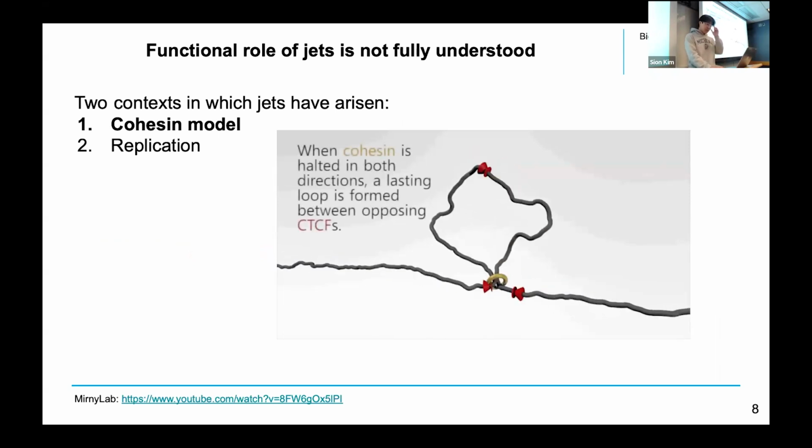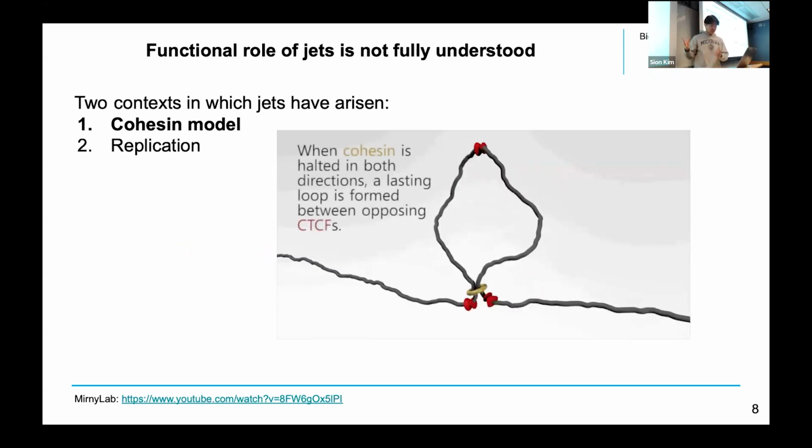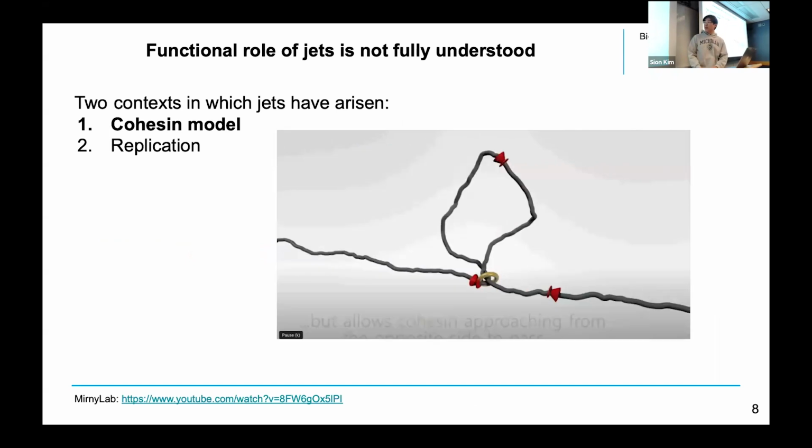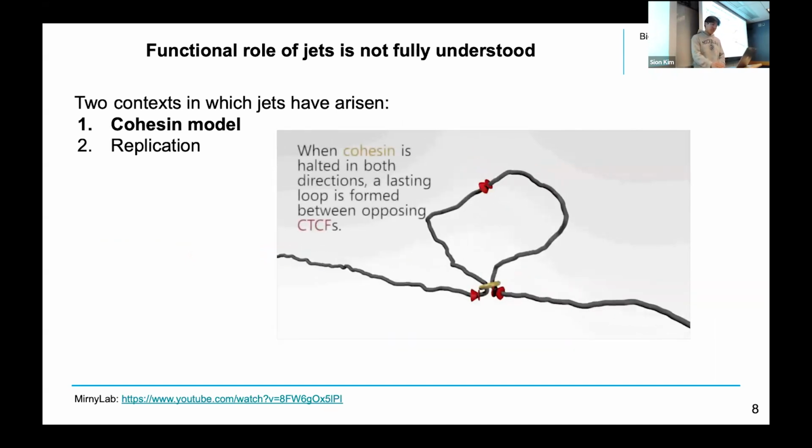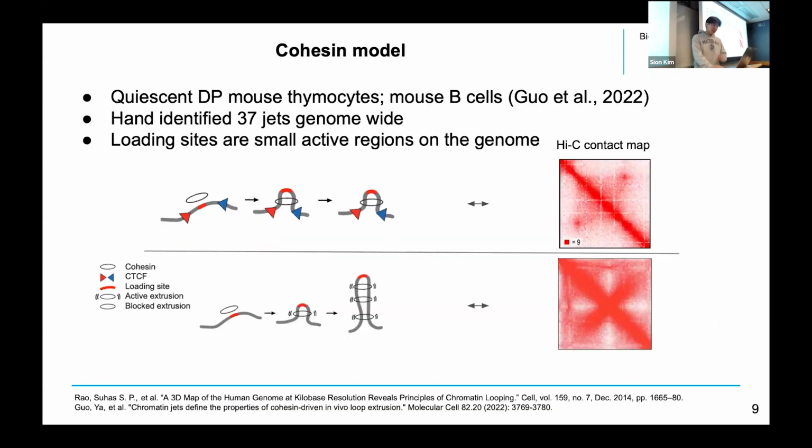Okay, so I'll go over the first one, the cohesin model. This is the recap of the loop that we saw, but in a nice animation. So we have the cohesin model where jets have been identified in cohesin. This is quite interesting. In cohesin DP, double positive mouse thymocytes in 2022, they were initially hand identified, 37 genome wide, and they implicated the loading sites, which is the tip, to be small active regions on the genome.